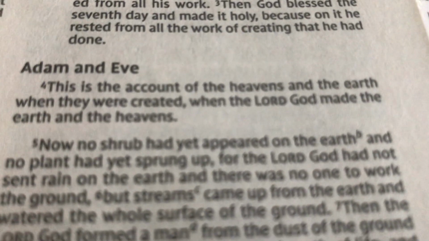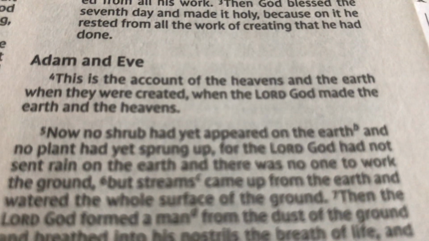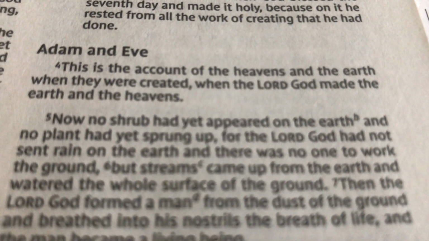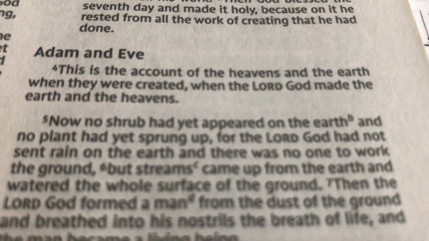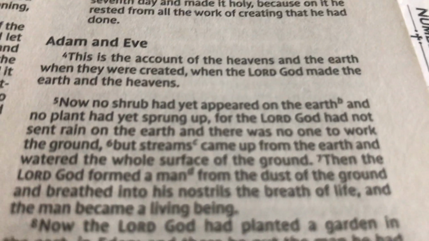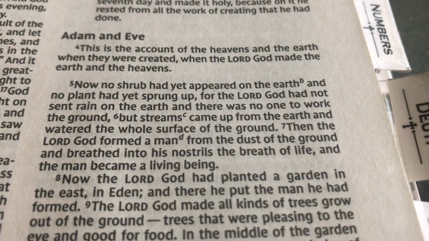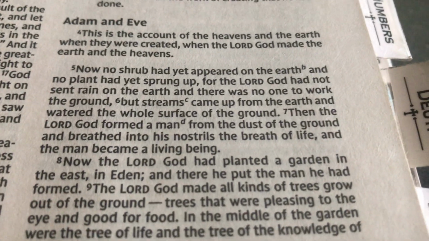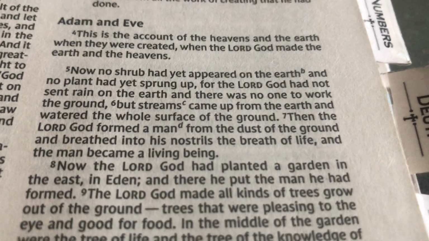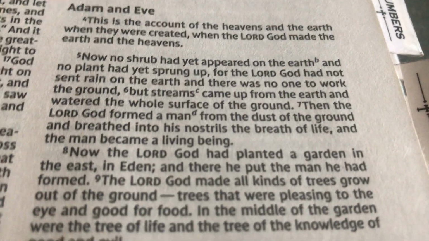Adam and Eve. Alright, so here's the story on Adam and Eve. This is the account of the heavens and the earth when they were created. When the Lord God made the earth and heavens, now no shrub had yet appeared on earth, and no plant had yet sprung up, for the Lord God had not sent rain on the earth. There was no one to work the ground, but streams came up from the earth and watered the whole surface of the ground.